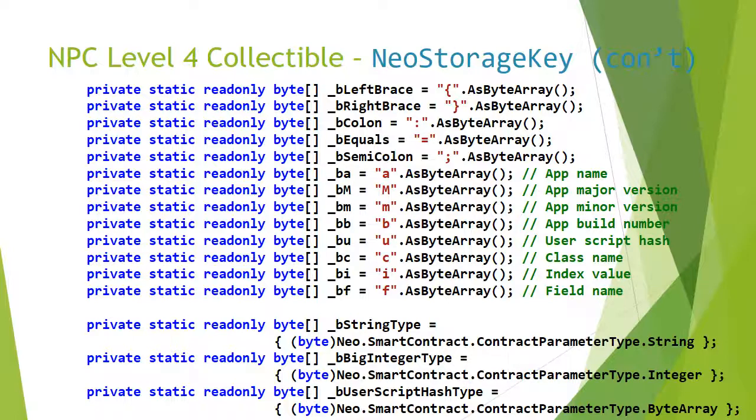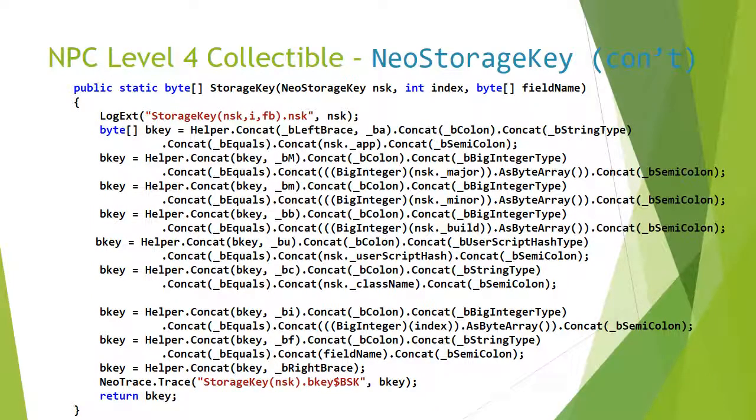Here's a bunch of helper methods. Again, I'm giving like a complete code dump, almost a complete code review here of how NPC is implemented. So there's a bunch of characters here that are represented as byte arrays. This is used for composing the Neo storage key using the Neo Kong format, and we'll see an example of that in a minute. In fact, we see it right here.